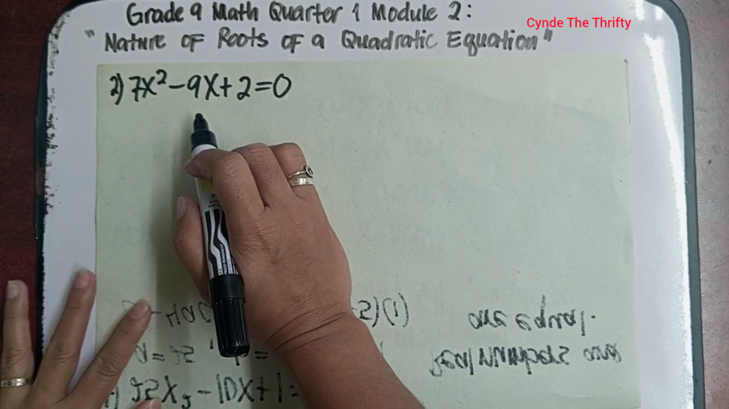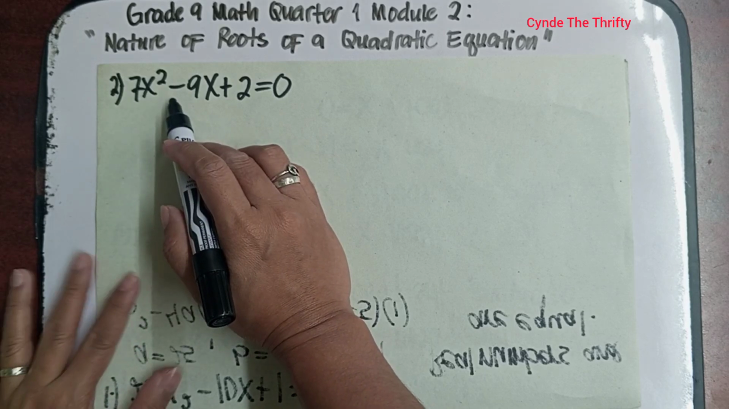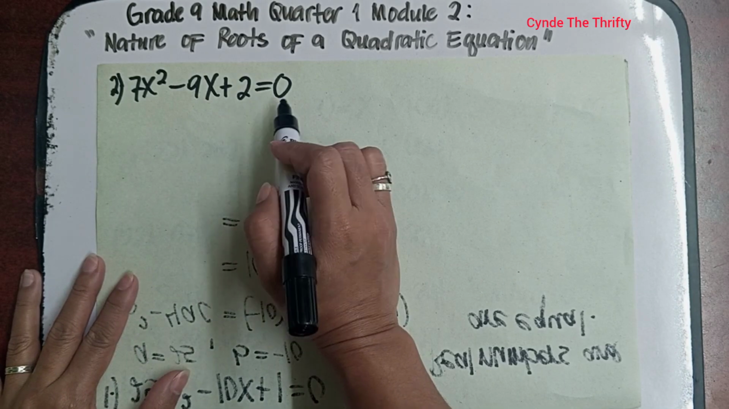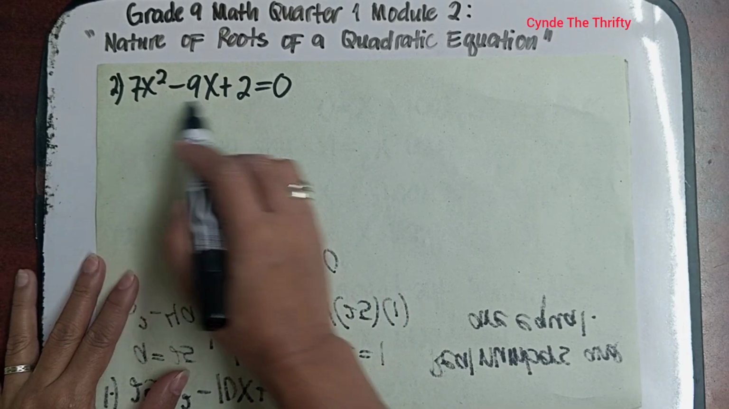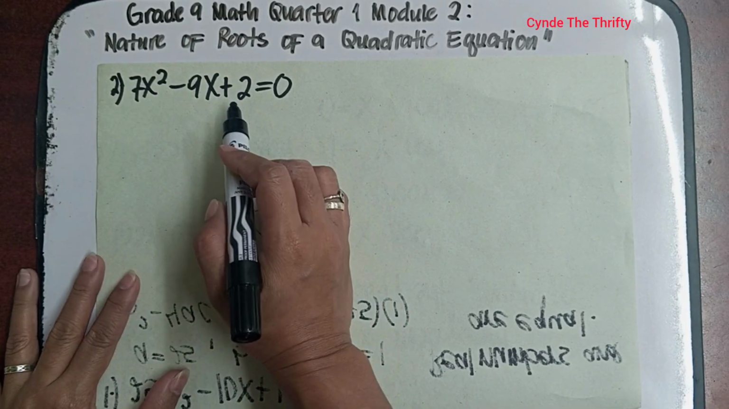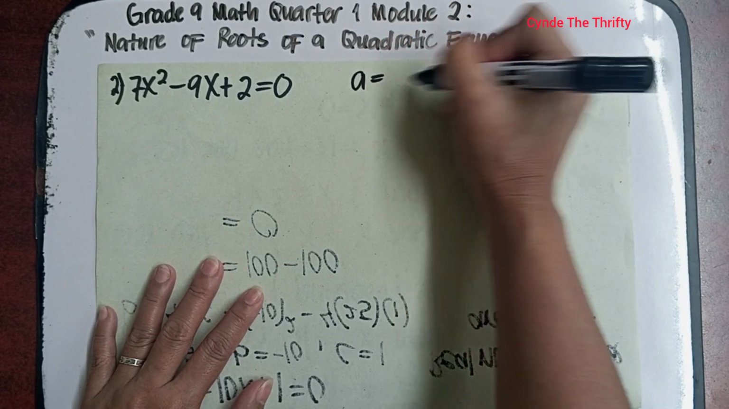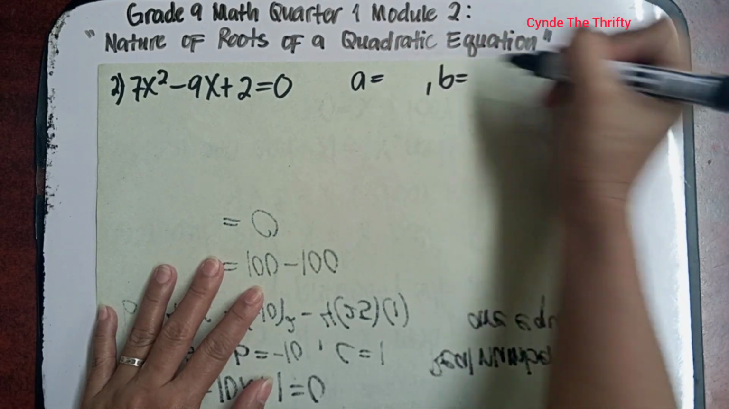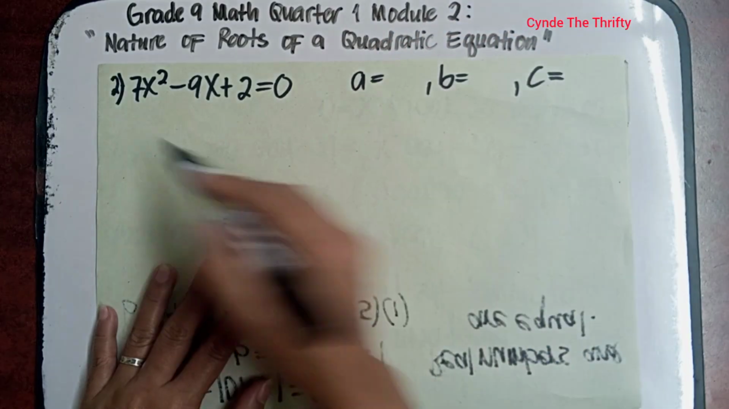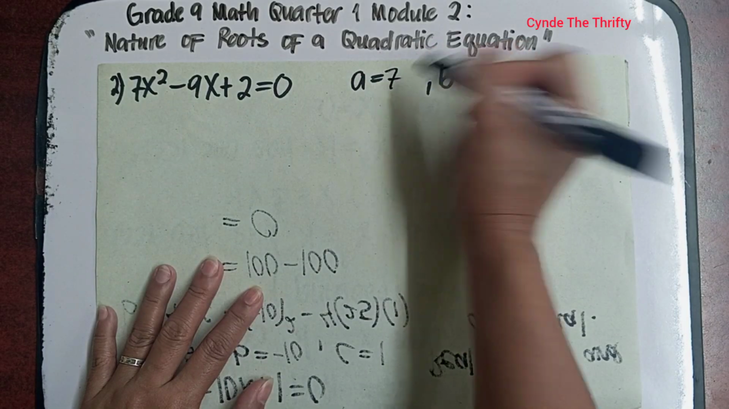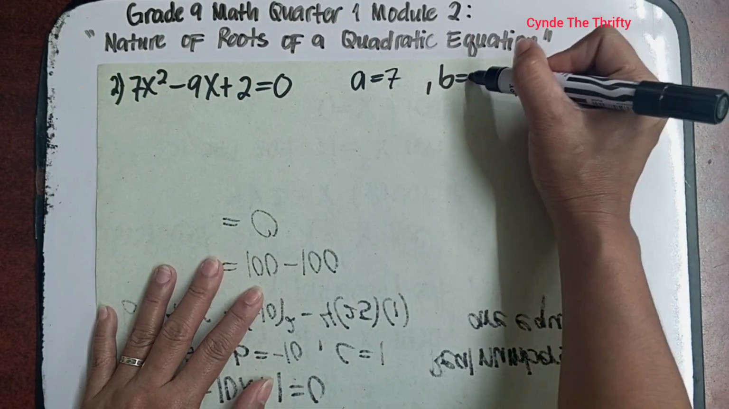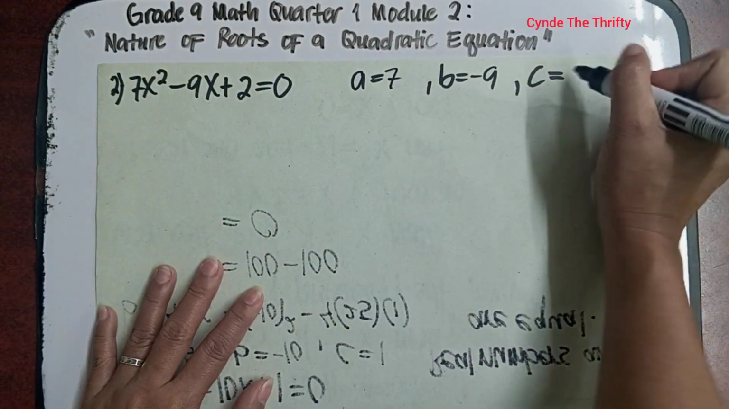Dito naman tayo sa pangalawang example. 7x squared minus 9x plus 2 is equal to 0. Okay, so as you can see, naka-standard form ang ating quadratic equation. So, ang next step is i-identify na lang natin ang value ni A, ni B, at ni C. Okay, so ang value ni A is positive 7. Si B is negative 9 at si C is positive 2.